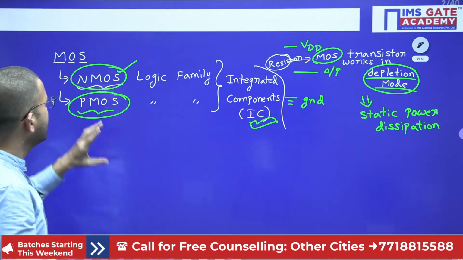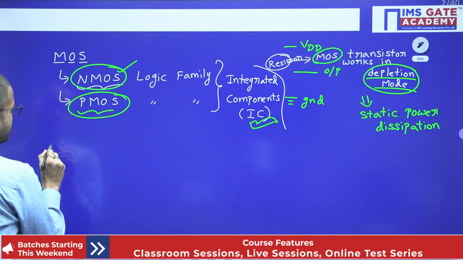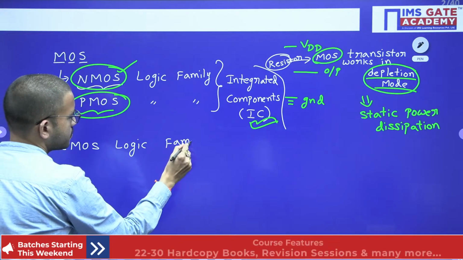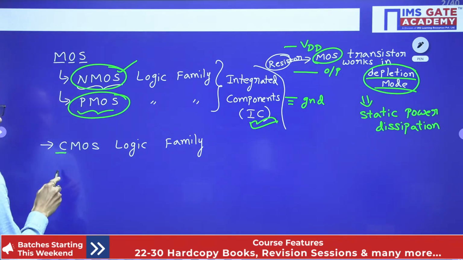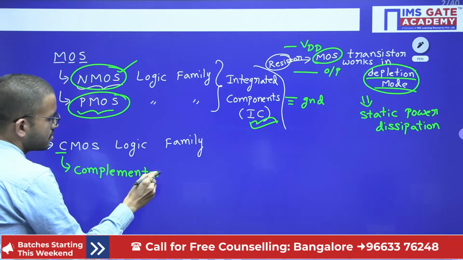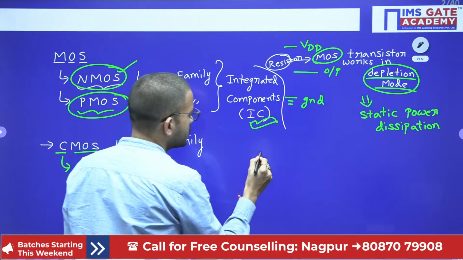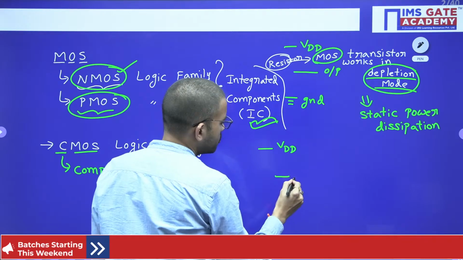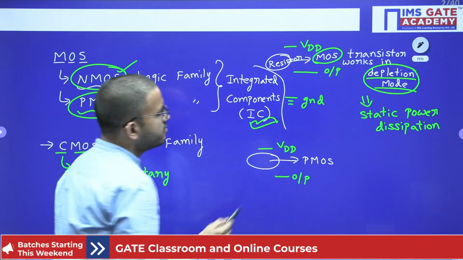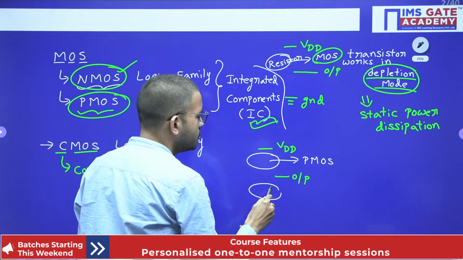In one particular logic family, if you are using both NMOS transistors and PMOS transistors, then together we will call that logic family the CMOS logic family. Here C stands for complementary, complementary MOS. Here we will use both NMOS transistors and PMOS transistors. In this logic family, between VDD, the supply, and the output, we will use PMOS transistors, and between output and ground, we will use NMOS transistors.